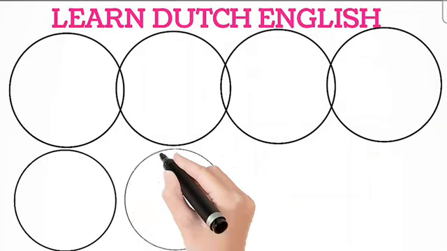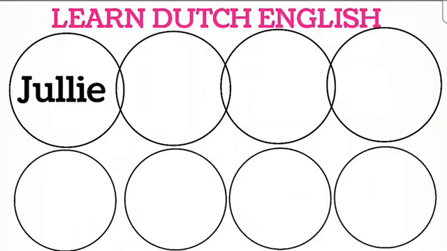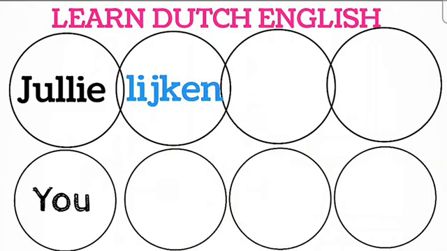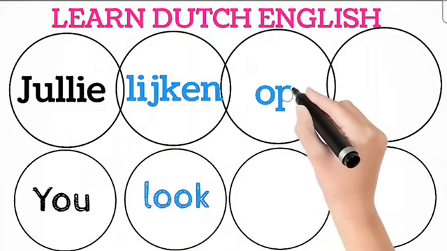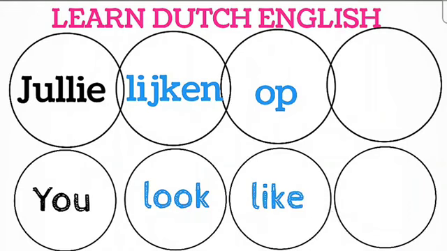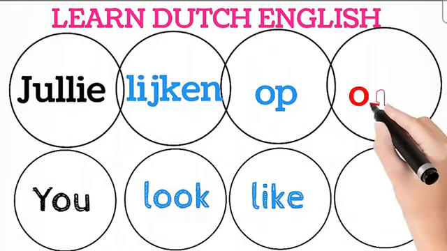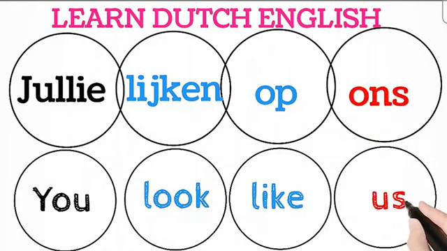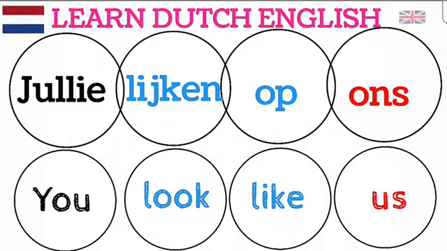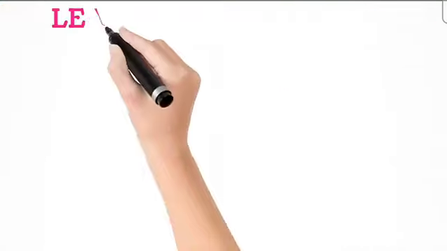Learn Dutch and English. Jullie in het Nederlands. You in het Engels. Lijken op in het Nederlands. Look like in het Engels. Ons in het Nederlands. Us in het Engels. Jullie lijken op ons in Dutch. You look like us in English.